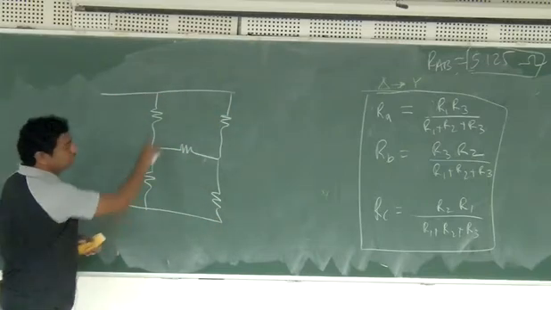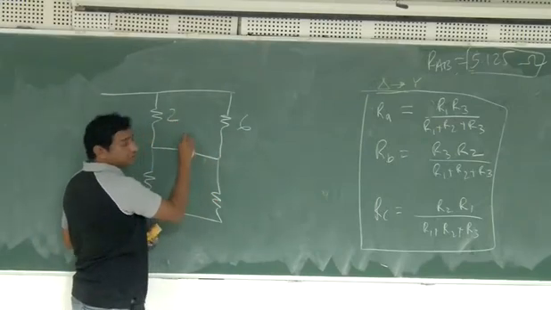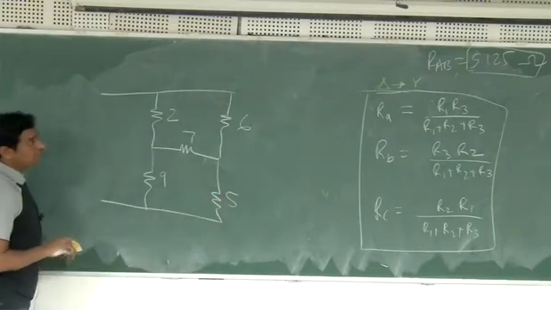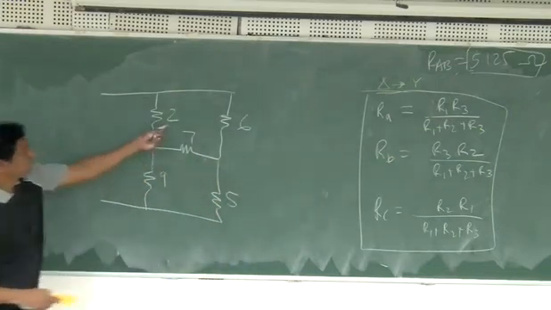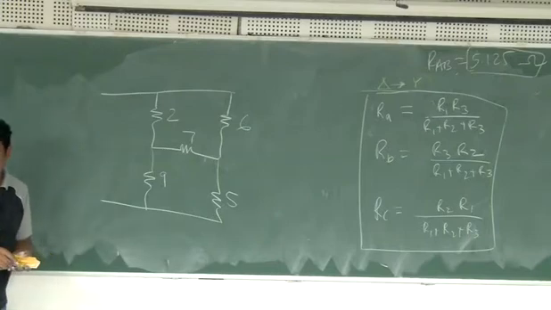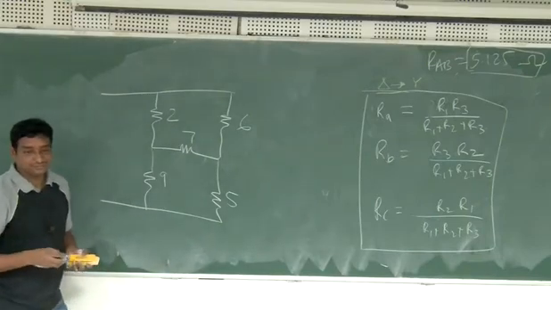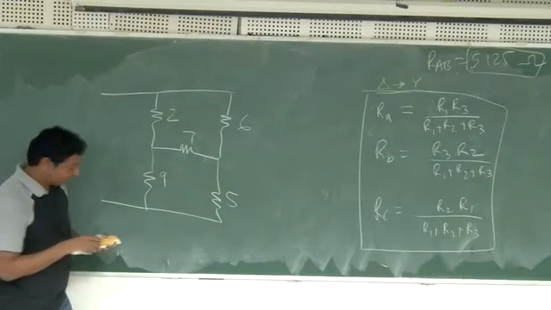So what were the values? This one, this one, this one, 7, this one, 9, 5. Okay. Now I want to do delta to star. We have two deltas here. This is a delta, this is a delta. Which one shall we convert to star? The above one or below one? Above one? We'll go with that.